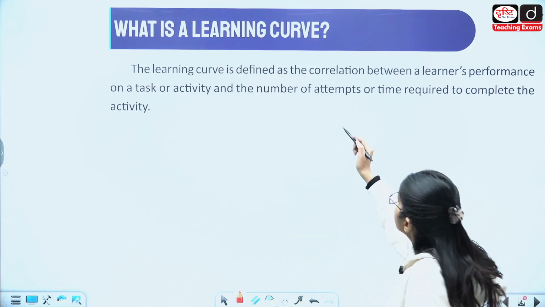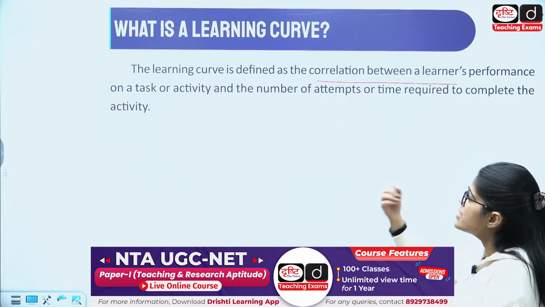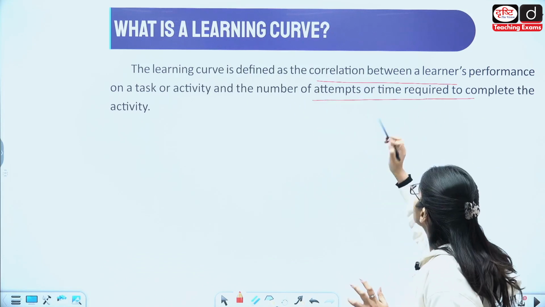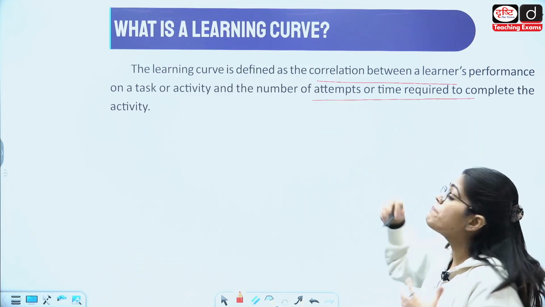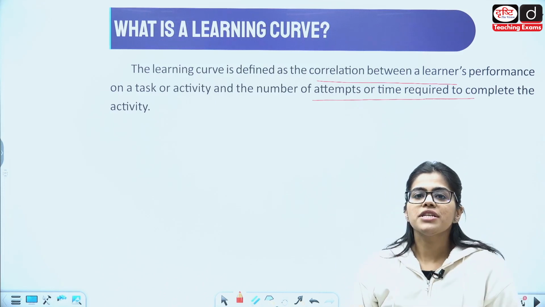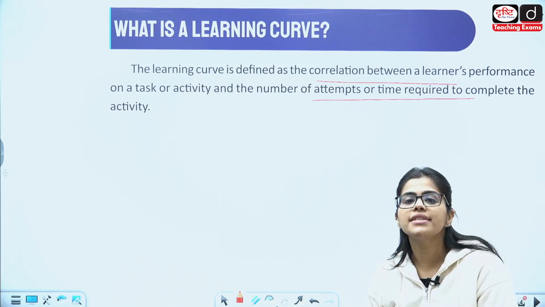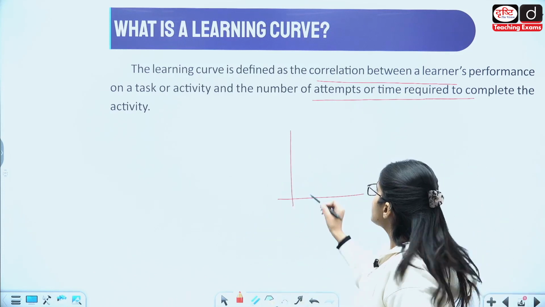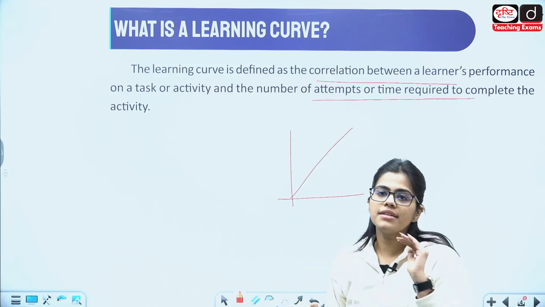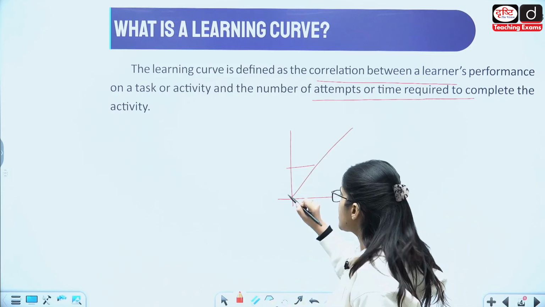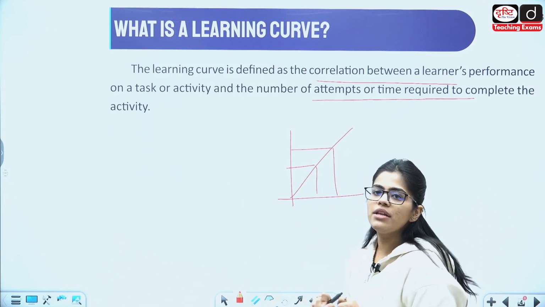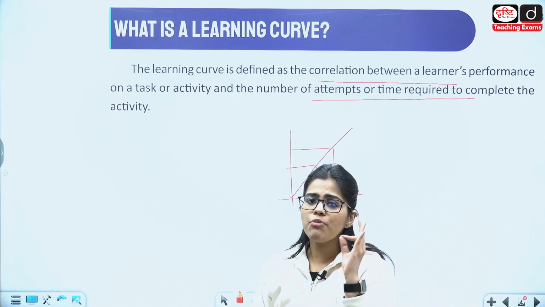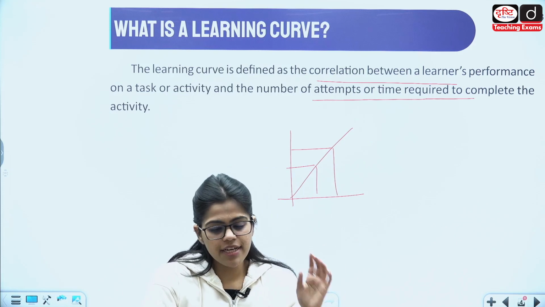So the learning curve is defined as the correlation between the learner's performance on the task or the activity and the number of attempts or the time they require to complete the activity. How much time he or she is taking to complete the activity or to learn the activity. So it is possible that once you start learning something, it is at a very linear pace that the learning progress is happening. So you are putting efforts and you are learning. You're putting efforts and you are learning. So it is the normal linear graph that happens. This is the first type of learning graph that is there.